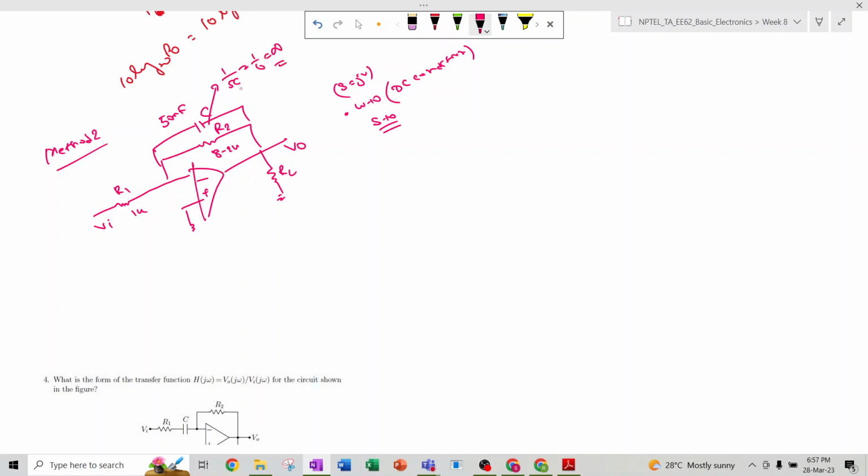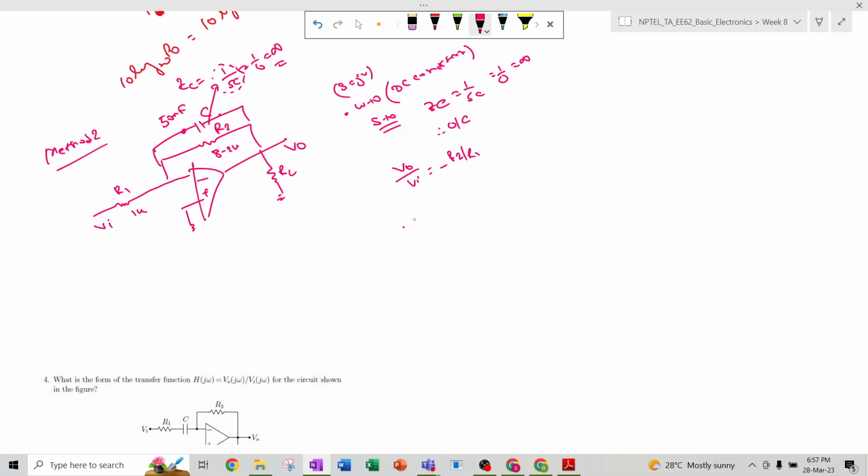So it will offer an infinite resistance. This 1 by SC is nothing but the equivalent impedance, ZC. It sees an infinite impedance, so the capacitor acts as an open circuit. If it acts as an open circuit, then V0 divided by Vi will be nothing but minus R2 by R1, because it acts as an inverting amplifier.